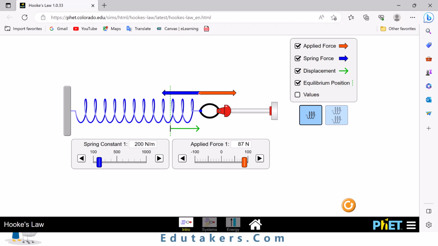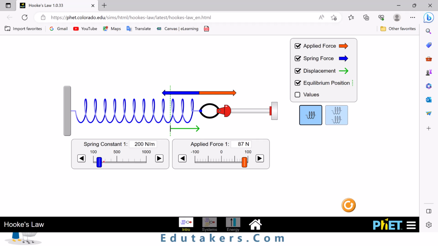Mean position is basically shown by the equilibrium position, which is shown by this green dotted line. So I can simply say here that the directions of the extension and the spring force, or restoring force, are opposite. That's why there is a minus sign in Hooke's law.